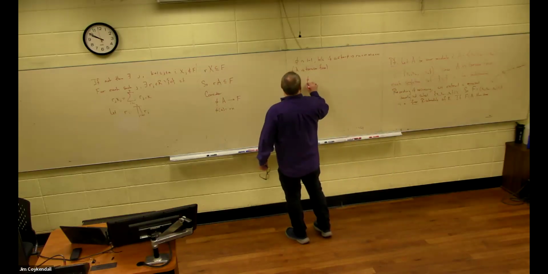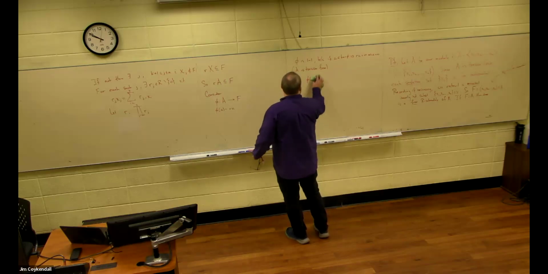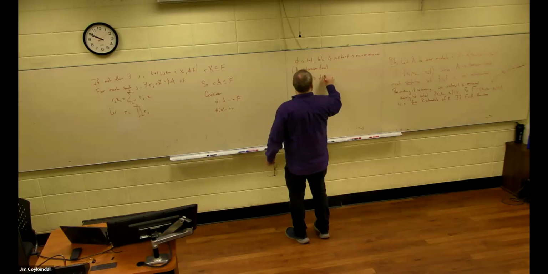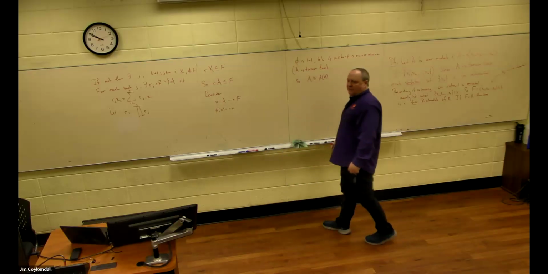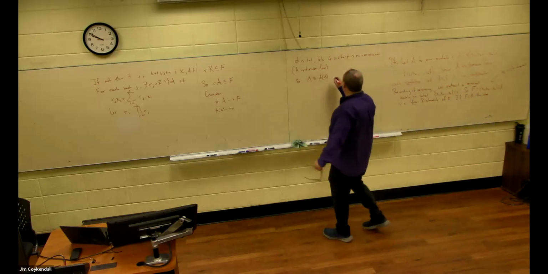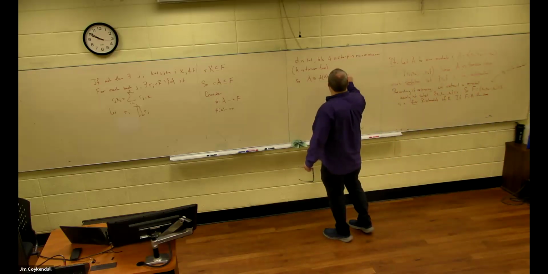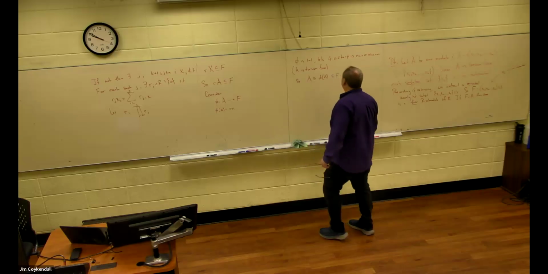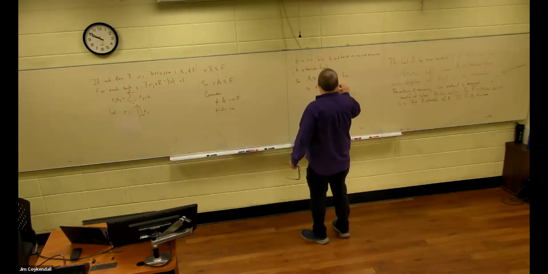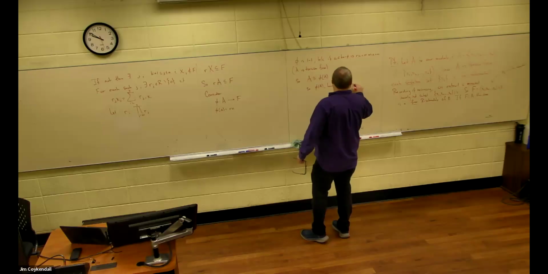So phi of A, well, A is isomorphic to phi of A because it's 1-to-1 and onto its image, which is contained in F, which is free. So phi of A, hence A, is free.